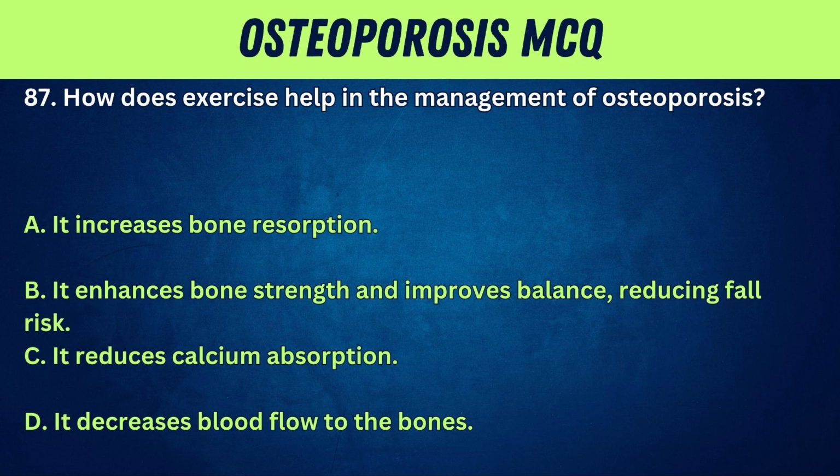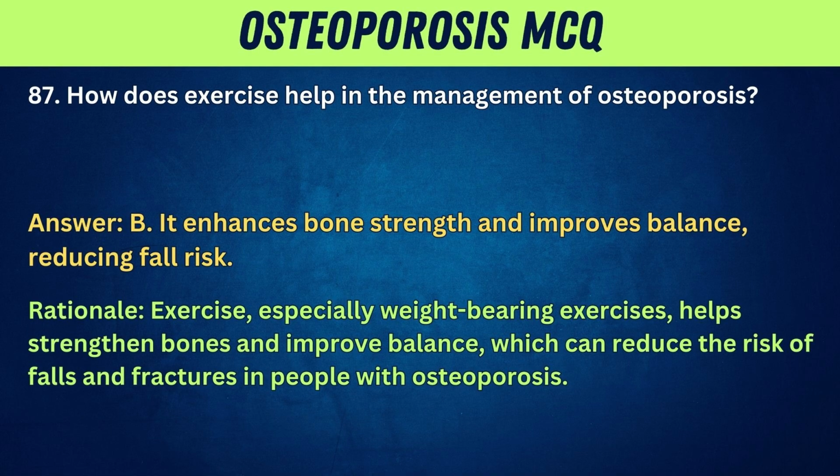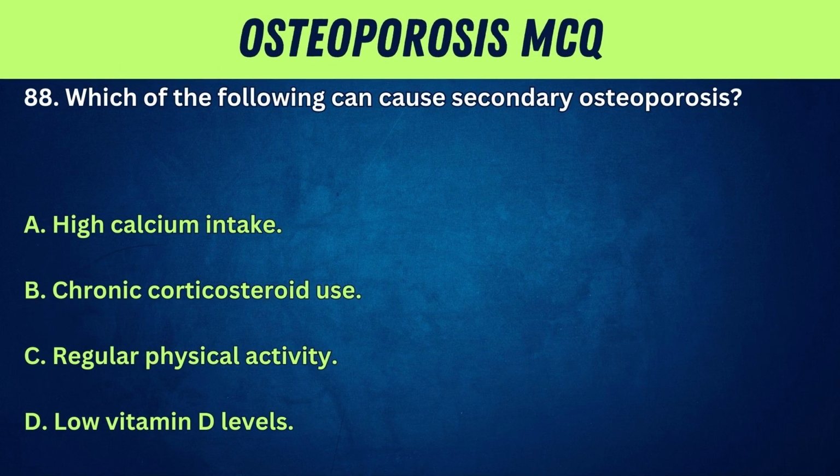87. How does exercise help in the management of osteoporosis? A. It increases bone resorption. B. It enhances bone strength and improves balance, reducing fall risk. C. It reduces calcium absorption. D. It decreases blood flow to the bones. Answer: B. It enhances bone strength and improves balance, reducing fall risk. Rationale: exercise, especially weight-bearing exercises, helps strengthen bones and improve balance, which can reduce the risk of falls and fractures in people with osteoporosis.